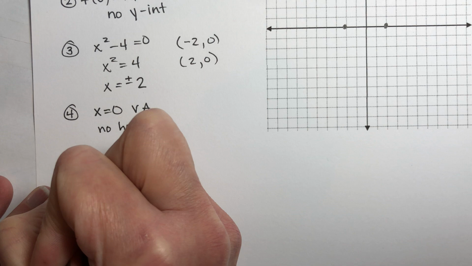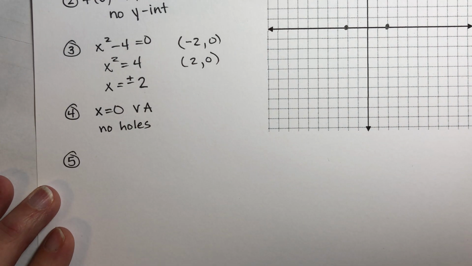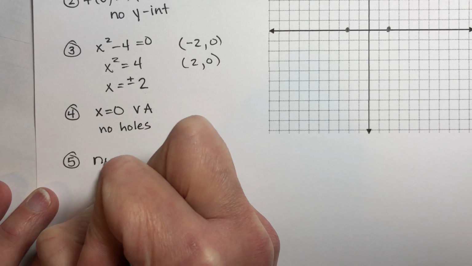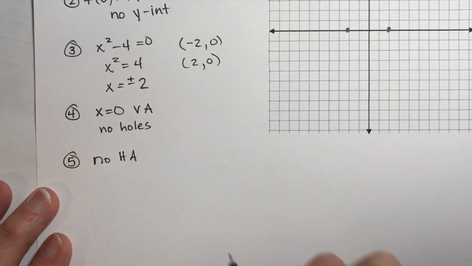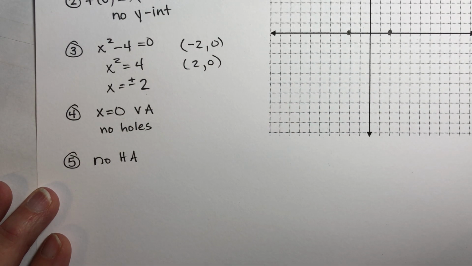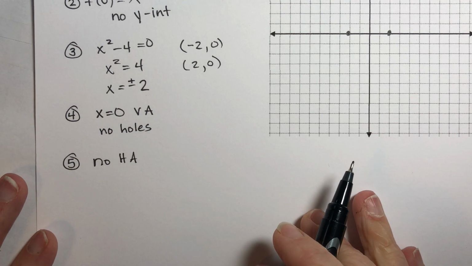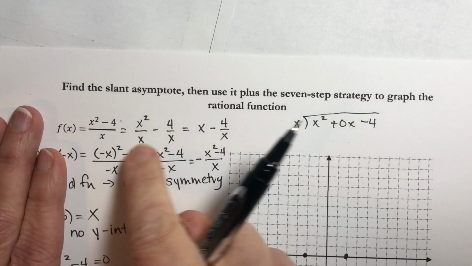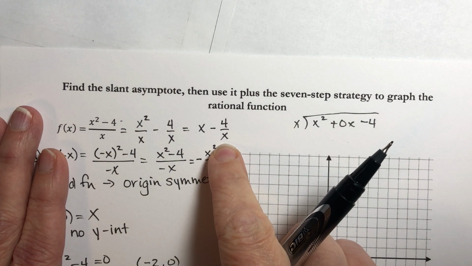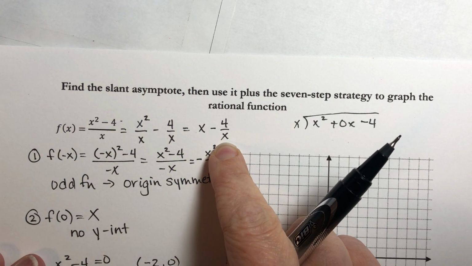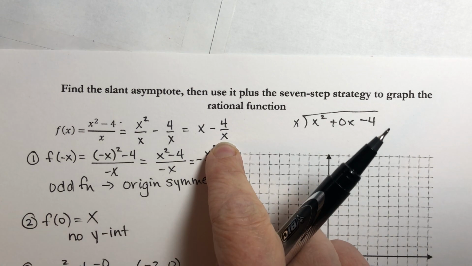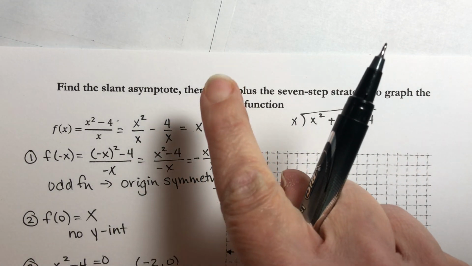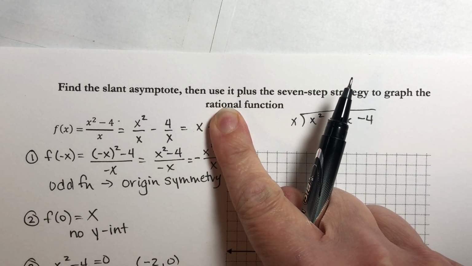Okay, now step 5. This was a horizontal asymptote. We know we don't have a horizontal asymptote, but we do have a slant asymptote. Now, how do we do this? Come back up here, where we did our division. Your slant asymptote is going to be y equals this, except you take away the remainder.